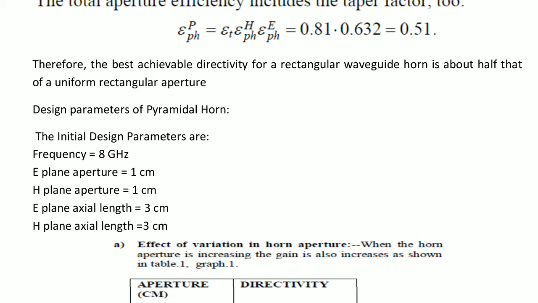There are some other parameters that will also change. If you want to increase the directivity or the gain, the design parameters will change regarding the E plane aperture, H plane aperture, and also the axial length of E plane and H plane. So in this example, the pyramidal horn is operating at the frequency 8 GHz. E plane aperture is 1 centimeter, H plane aperture is 1 centimeter, E plane axial length is 3 centimeter, and H plane axial length is 3 centimeter.